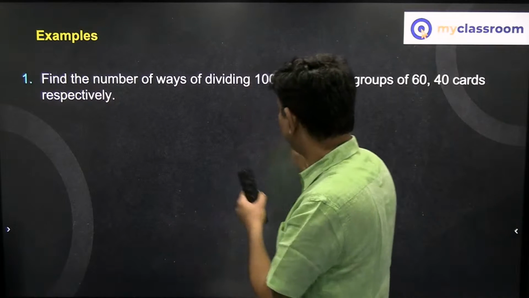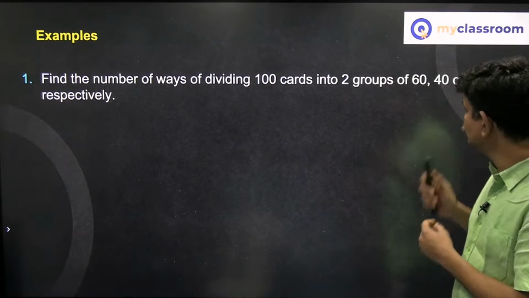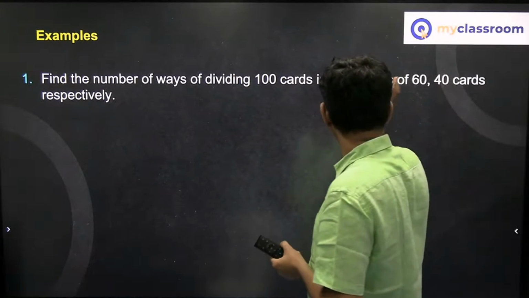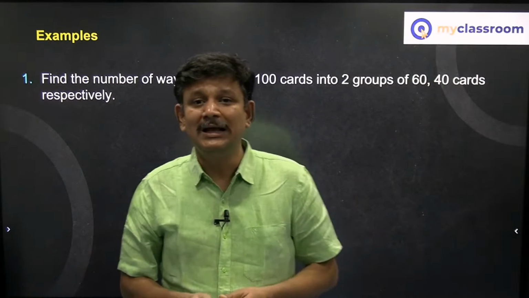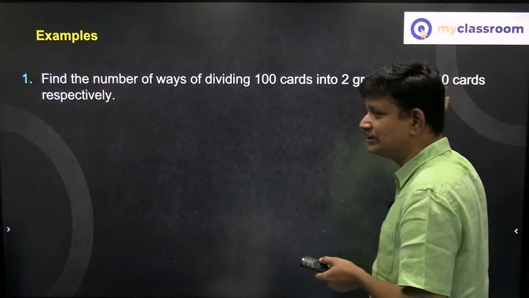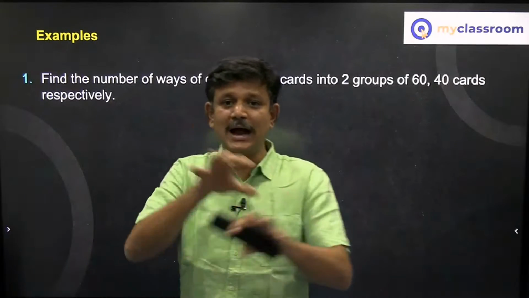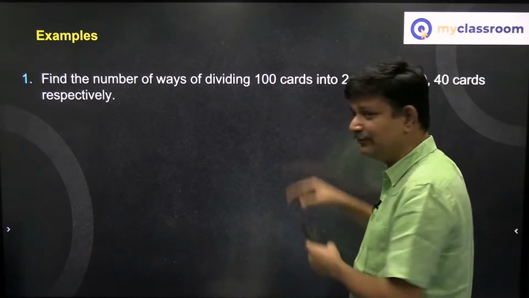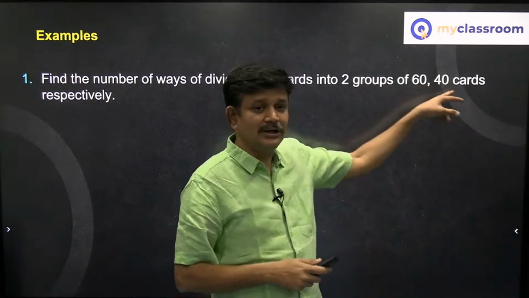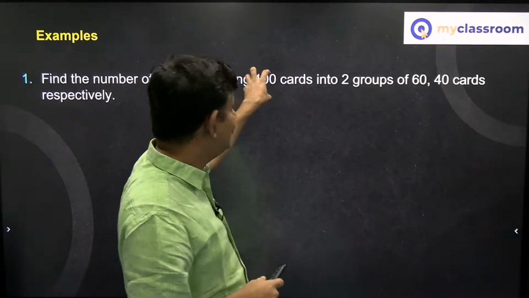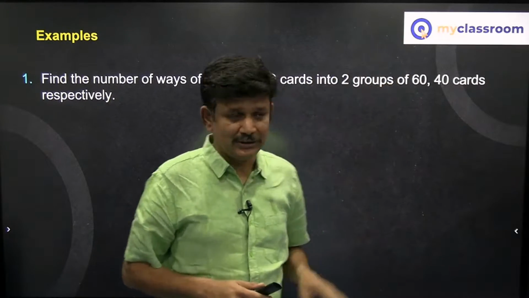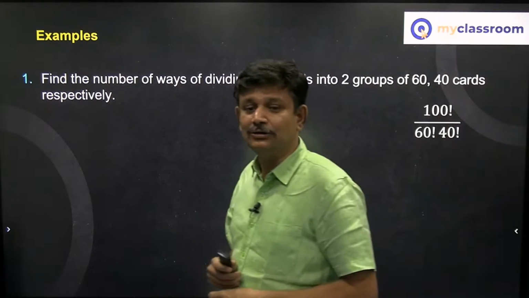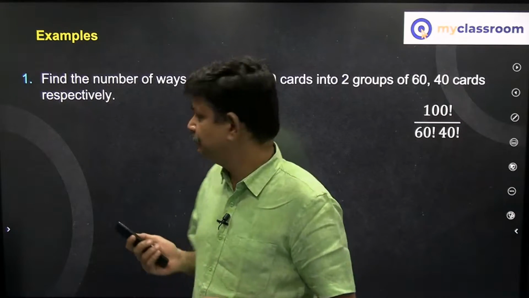First question, find the number of ways of dividing 100 cards into 2 groups of 60 and 40 cards respectively. So the sizes are not same. So whether the groups are identical or different, or boxes are identical or different, doesn't matter. What is it? 100 factorial by 60 factorial into 40 factorial. Or from 100, select 60 and give it to the first one. 100 factorial by 60 factorial into 40 factorial will be your answer. As simple as that. Look at next question.